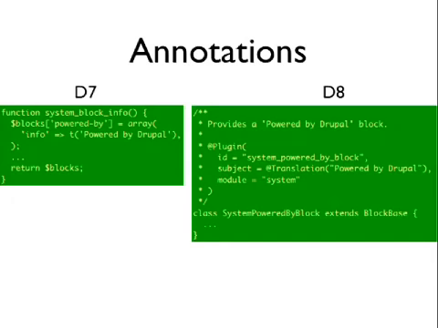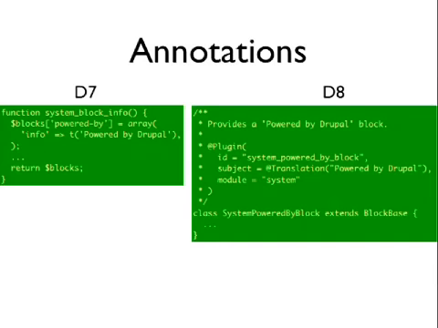But how it works is essentially the same information. So you give it an ID, which is sort of like a machine name. You give it a subject, and then there's a little @Translation function as opposed to the t function, because apparently we just can't be consistent. And then you also tell what module it belongs to, so that when the module's uninstalled, it knows what to clear out. So a lot of things are moving to the annotation system because it's a much nicer syntax than having to define arrays all over the place.